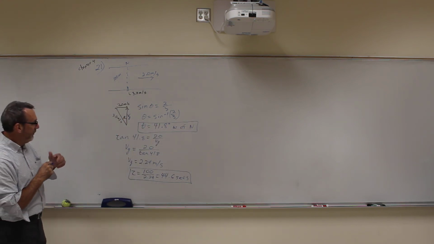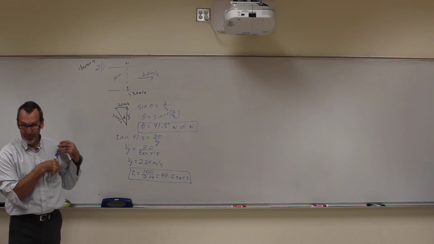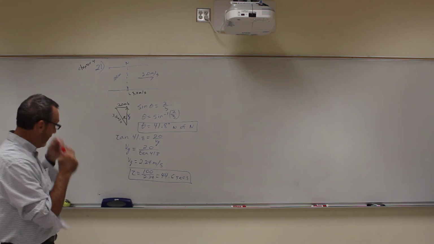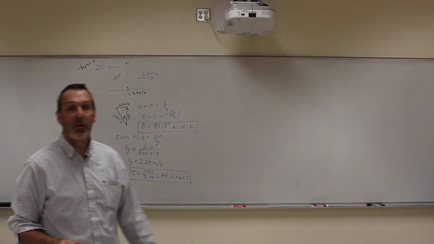All right, so that's how you do it. Pretty basic, pretty simple type 1. So we're going to try one more that's a little difficult.